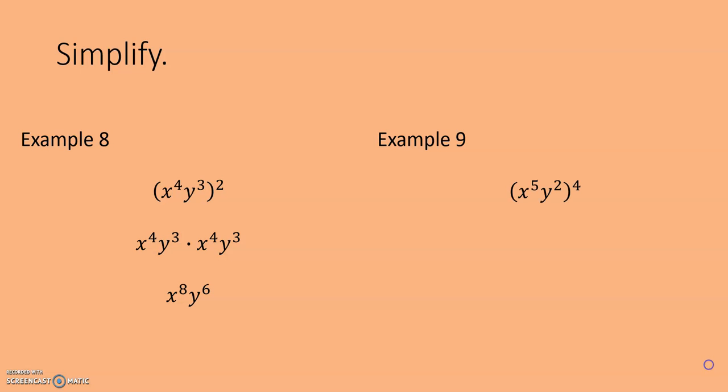Example 9, x to the fifth y squared to the fourth power. X to the fifth y squared times x to the fifth y squared times x to the fifth y squared times x to the 5th, y squared. X to the 20th, y to the 8th.